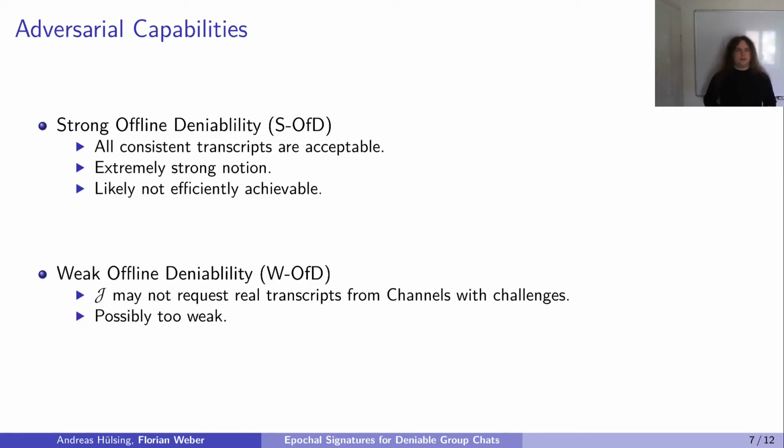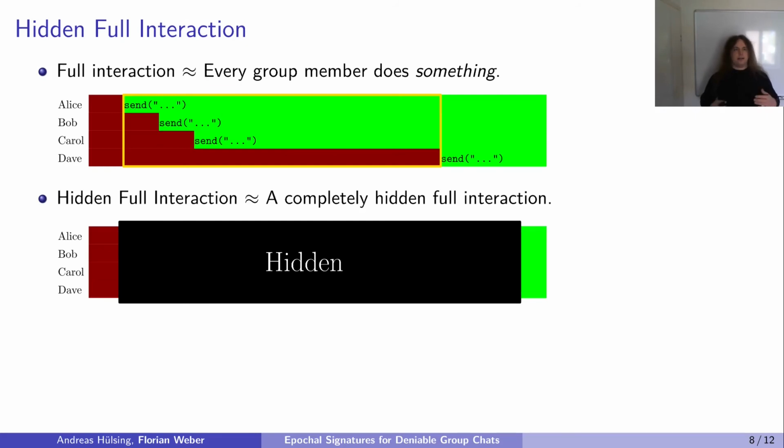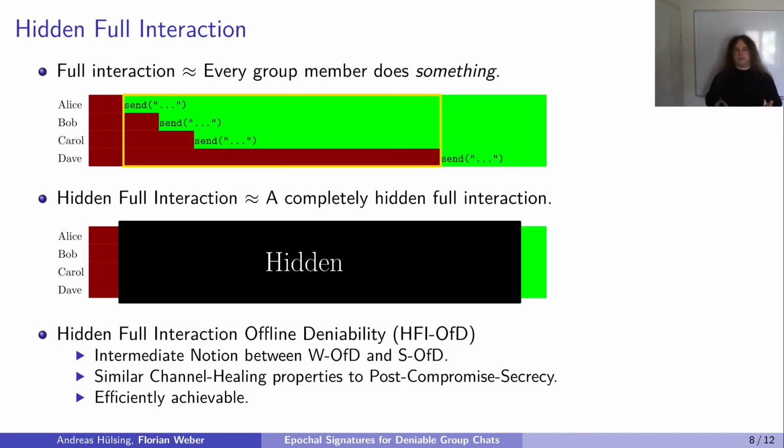So what we want here is something in between these notions that's stronger than weak offline deniability but still efficiently achievable. And this is where we get to hidden full interactions. Now, a full interaction is simply a set of successive actions during which every party that is a member of a chat room does something. Usually it will be sending a message, it might also be joining or leaving, it might be getting kicked. Now, once every member of a chat room has done something like that, we say that these actions together form a full interaction. And a hidden full interaction is then simply a full interaction that consists completely of hidden actions, so the judge does not receive any transcript from them. And this then induces the security notion of hidden full interaction offline deniability, which is such an intermediate notion as I said we wanted.